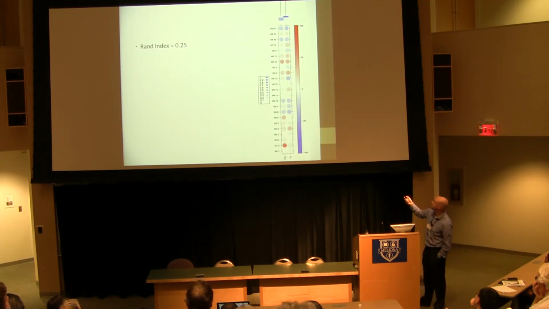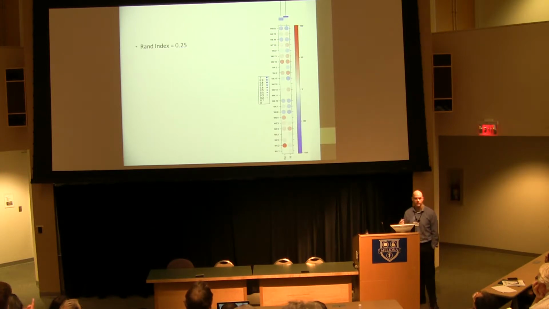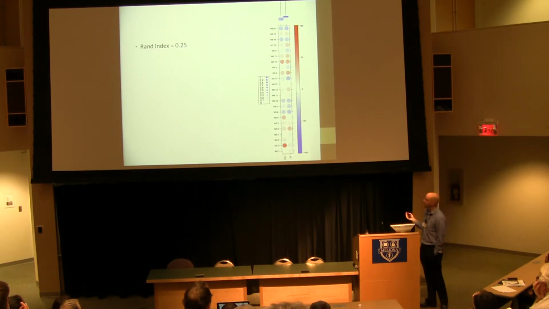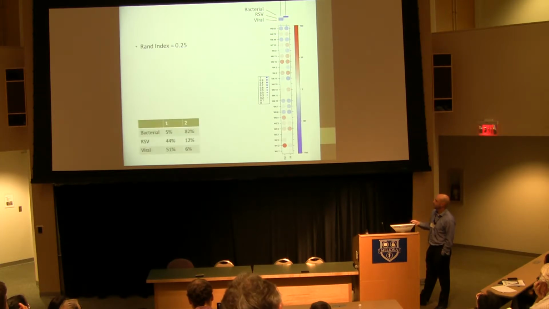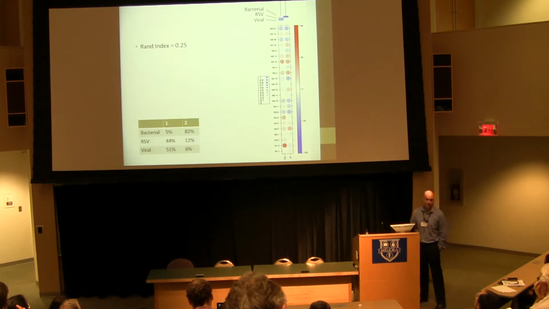There is a little connector up here. It goes into just 2 branches. What we do is we summarize these branches just using the first principal component, and we scale it. And we label up here the percent of the cluster that's made up of bacterial samples, RSV, and viral. So down here are the numbers, and you can see that this right-hand cluster is almost completely bacterial.